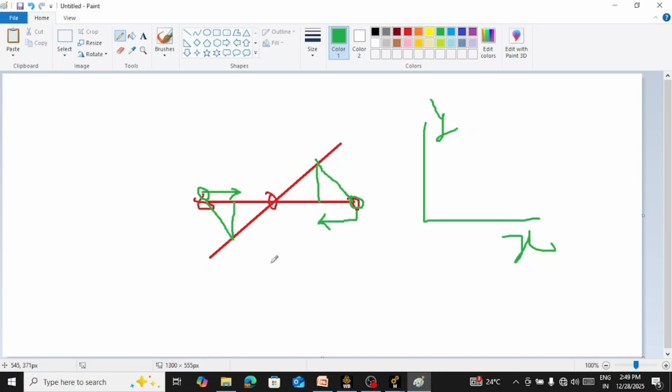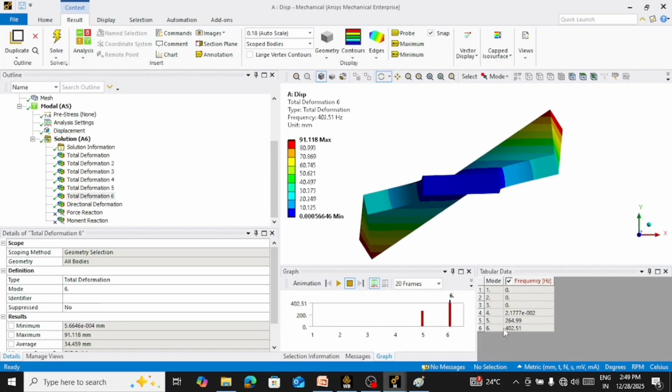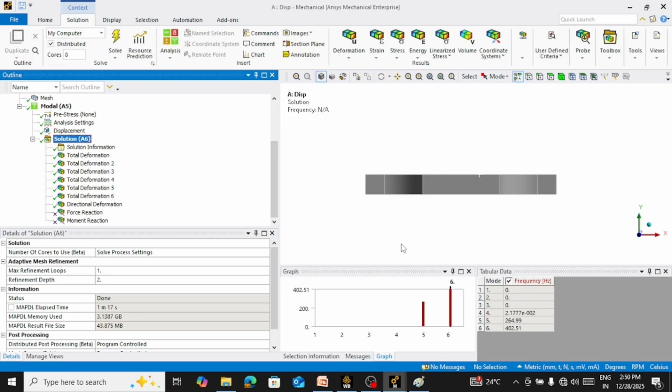But we have applied the boundary condition that this face should not move in x direction. So we have just applied the x direction constraint, but by virtue of that, this kind of rotation is also not possible because of just x deformation. That's why even if we are constraining this in only one direction, x direction, we are getting two modes, two natural frequencies, saying that there is more than 1 degree of freedom which is fixed.